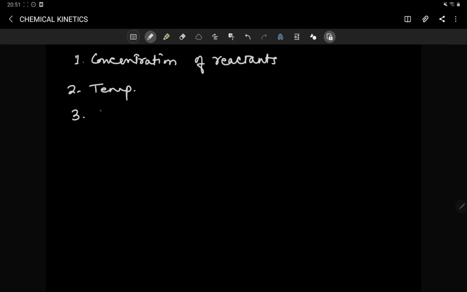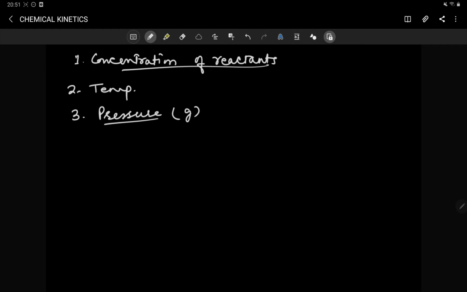In the previous video, we discussed the factors affecting rate of reaction. Now we are starting with the major factors which affect the rate of reaction. Apart from all the general factors we discussed, the major factors are: number one is concentration of reactants, two is temperature, three is pressure, if the reactants are gases. Now, if we talk about the first factor, that is concentration of reactants.